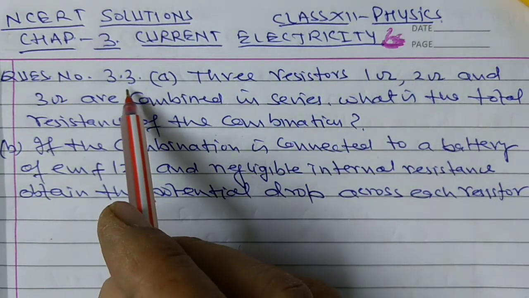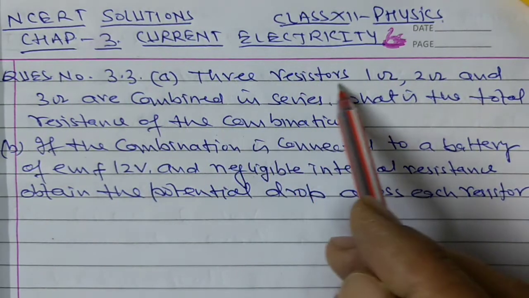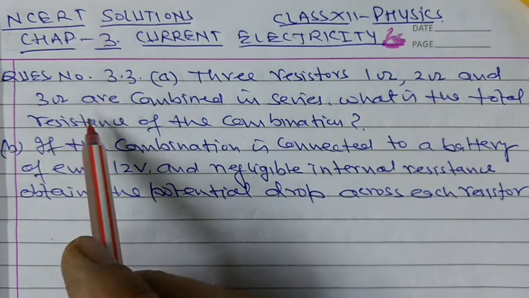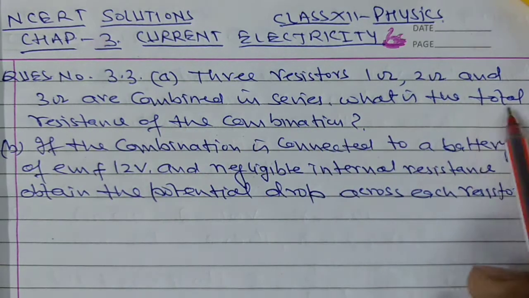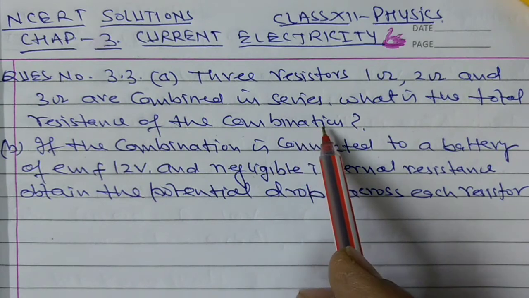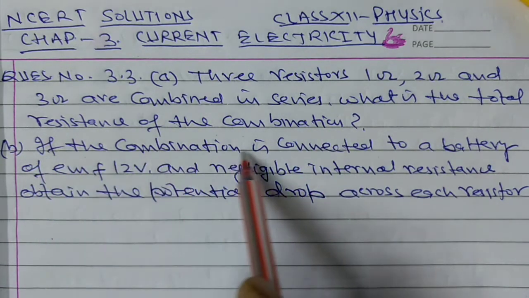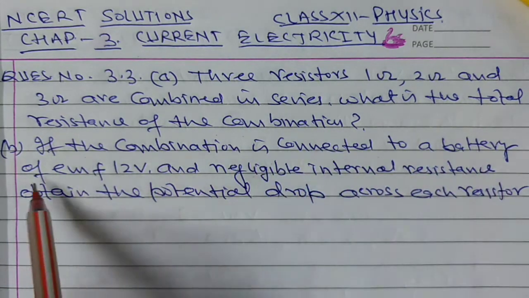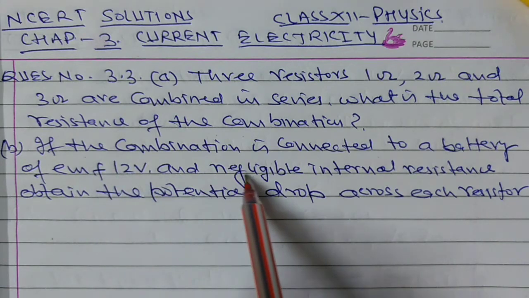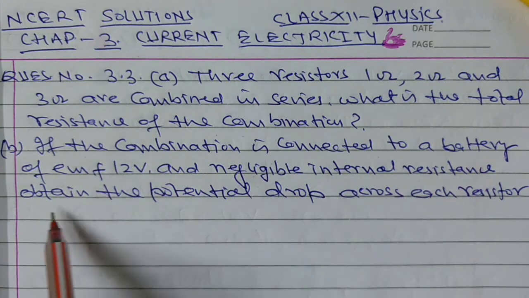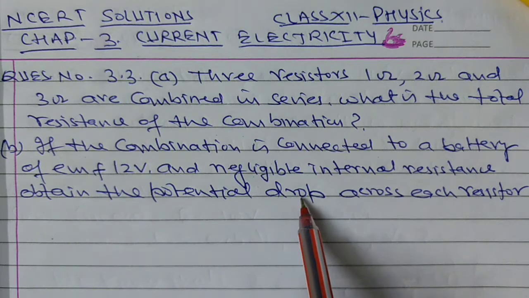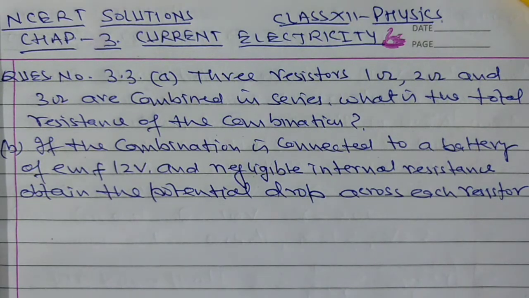Question number 3. A part: three resistors of 1 ohm, 2 ohm and 3 ohm are combined in series. What is the total resistance of the combination? B part: if the combination is connected to a battery of EMF 12 volt and negligible internal resistance, obtain the potential difference across each resistor.